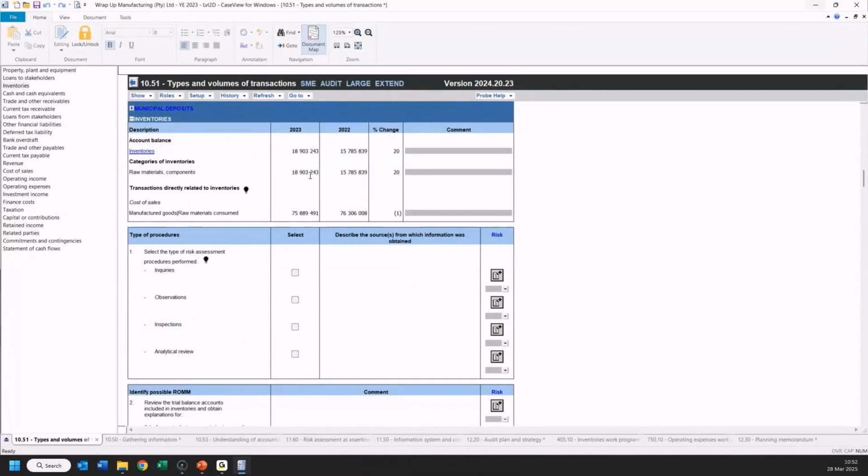So for inventories, we start off again with the balances. So you've got your lead schedule link there if you want to go look at the inventories. You've got the categories of inventory as it will be disclosed in the financial statements.